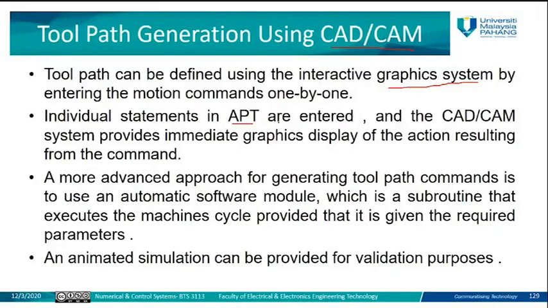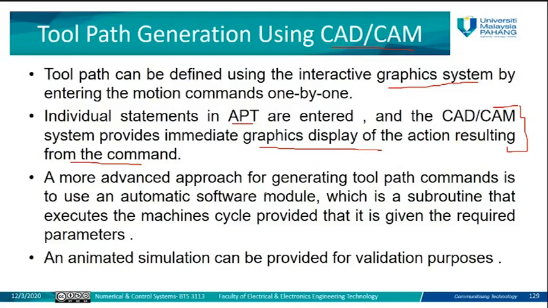So the APT here, and the CAM here, will provide the graphics display and will result in the command. This is how the graphics or the drawings will be converted into G code. This is about how the CAD/CAM design or graphics will be converted into G code, and this G code will be fed to the machine.